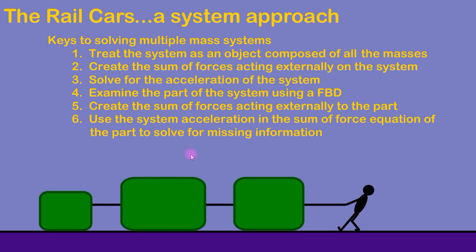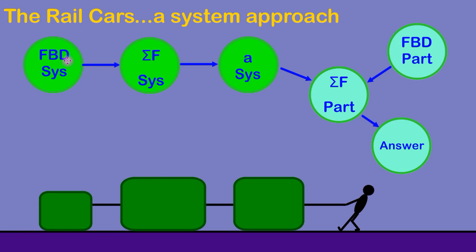Now, we need to look at this a little more simplistically so you know the pattern easily. Here it goes. The free body diagram of the system, then the sum of forces of the system from the free body diagram of the system, we could use that to find the acceleration of the system. Now, if we look at the part, we could do a free body diagram of the part, and then write a sum of forces of the part using the acceleration of the system. From that, we can then find the missing answer we're looking for, whether it be tension or whatever it may be. This is how you take on a multi-body system.